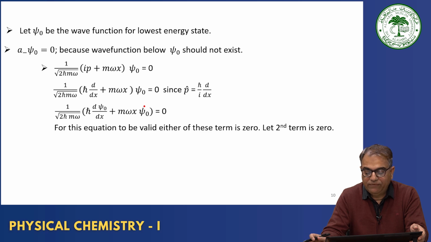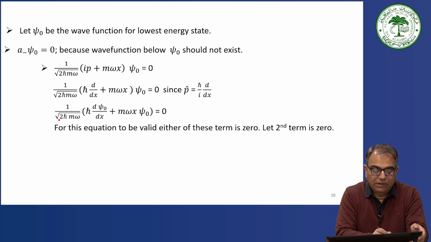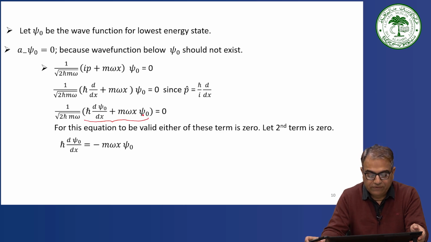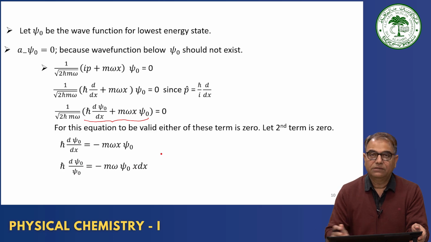For this equation to be valid, either this constant, 1 by root 2 h cross m omega, which we have used everywhere, is 0, or this term is 0. Naturally, in order to get meaningful results, we take this term as equal to 0. So it means h cross d psi 0 by dx is equal to minus m omega x psi 0. With a simple rearrangement, we can write d psi 0 divided by psi 0 equal to minus m omega x dx divided by h cross.